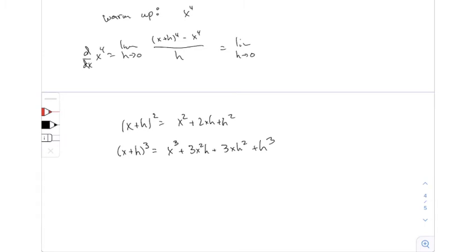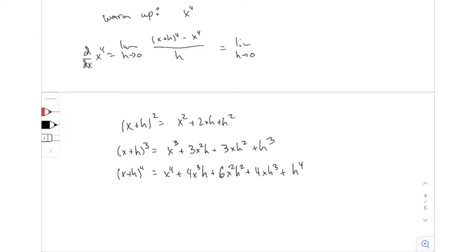There's a very cute little pattern. This is somewhat obscure and it doesn't come up very often. Anybody know what the numbers are for 4? I'll tell you. See if you can recognize the pattern. It's x to the 4 plus 4x cubed h plus 6x squared h squared plus 4x h cubed plus h to the 4. Remember this? I don't know, maybe not.